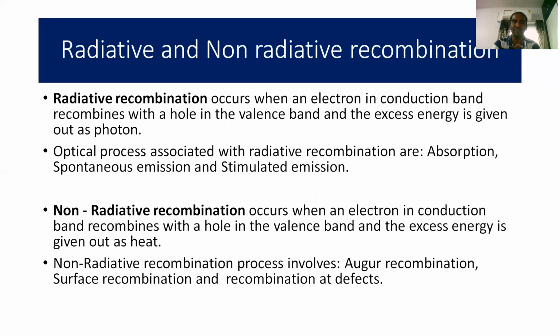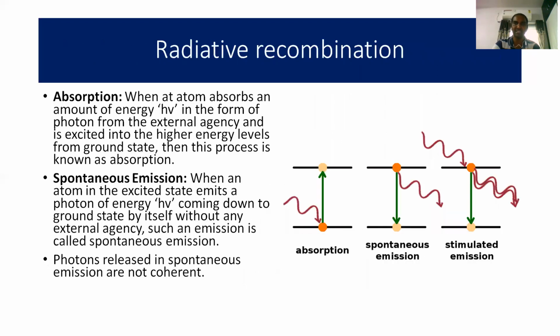On the other hand, we have one more recombination, that is non-radiative recombination. Here also, when an electron in the conduction band recombines with a hole in the valence band, again excess energy comes out, but here it is in the form of heat. Such a recombination will be called non-radiative recombination. Such a process involves Auger recombination, surface recombination, and recombination at defects.